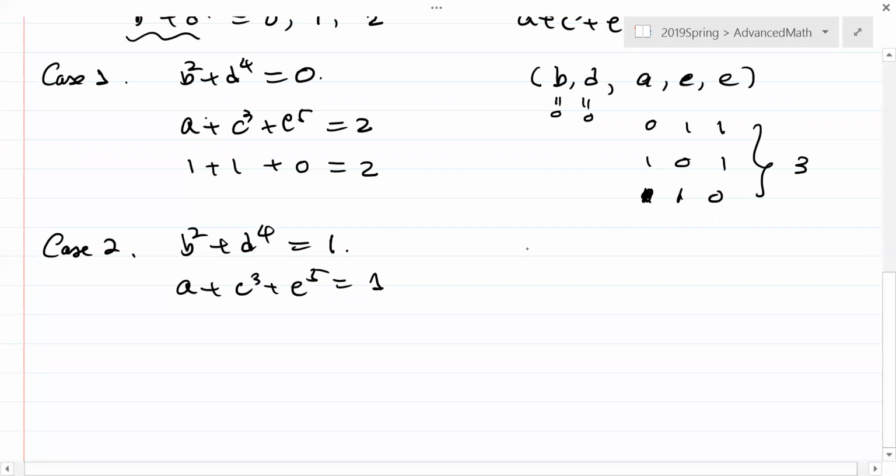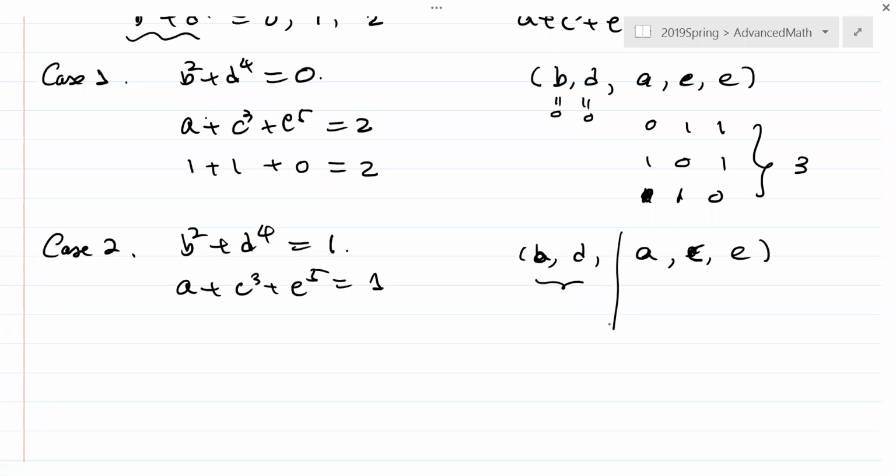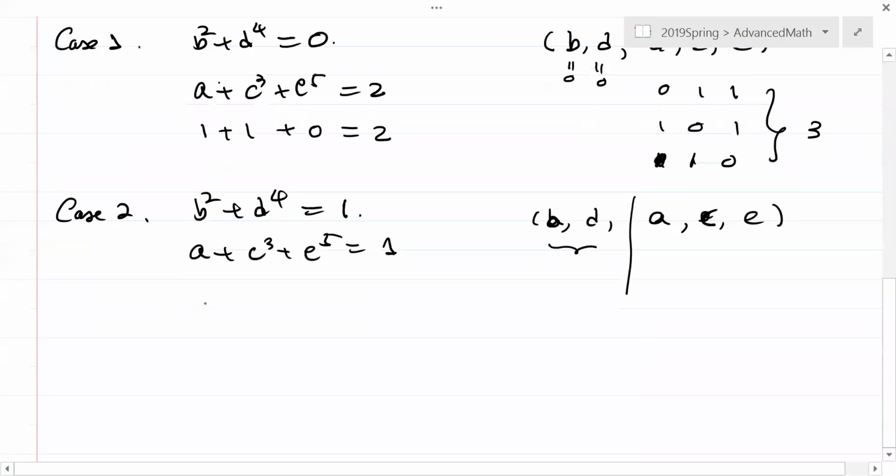So you needed to find out, so dividing the 2 here, so left and right. You need to find how many possible solutions for B and D, then how many possible solutions for A and C and E, okay? So B and D is still an easy equation to handle. In order to equal to 1, one of them must be 0, other one must be 1, right? That's only 2 choices.